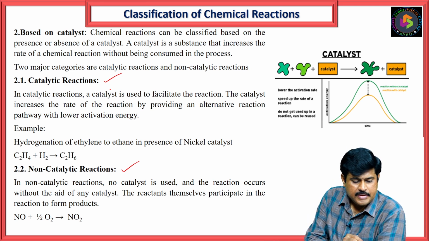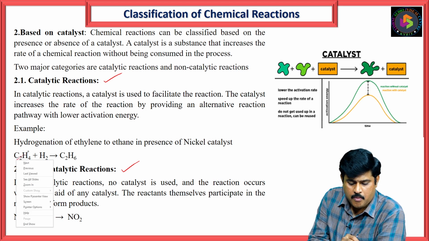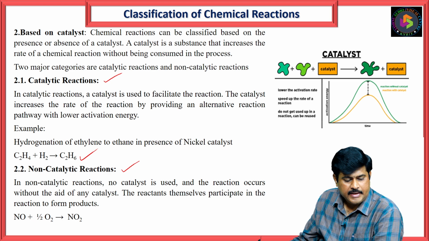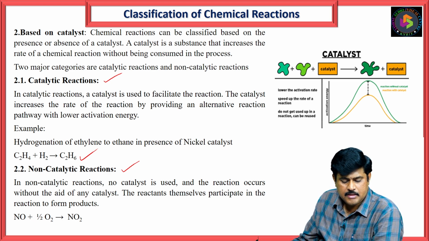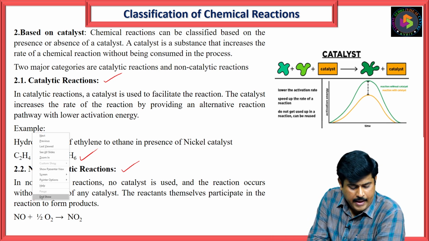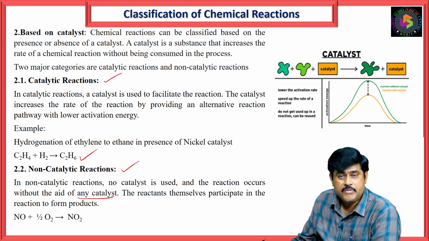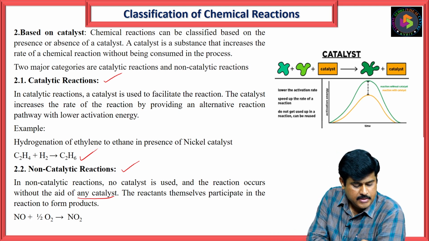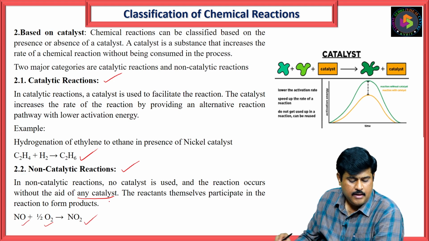The example for these catalytic reactions is the hydrogenation of ethylene to form ethane in the presence of a nickel catalyst. The second classification is non-catalytic reactions. In non-catalytic reactions, no catalyst is used. That means the reaction occurs without the aid of any catalyst. The reactants themselves participate in the reaction to form products. The example for this is nitrogen monoxide reacts with oxygen to form nitrogen dioxide.